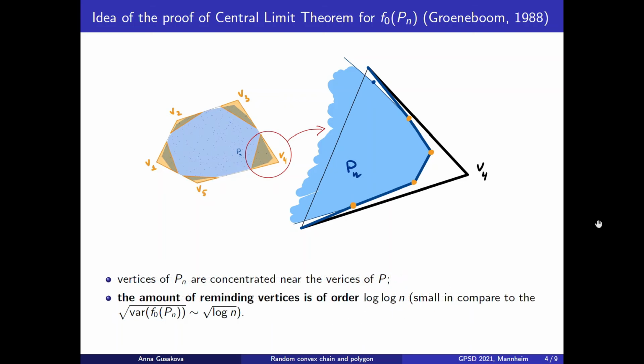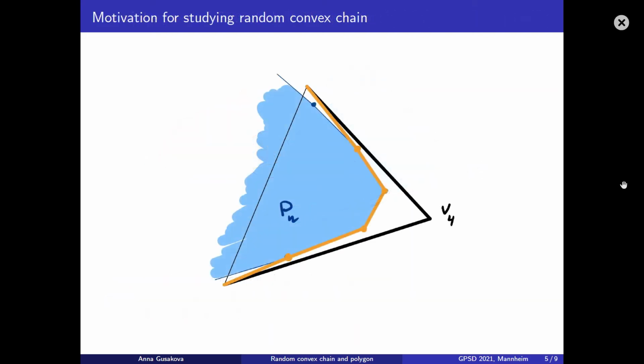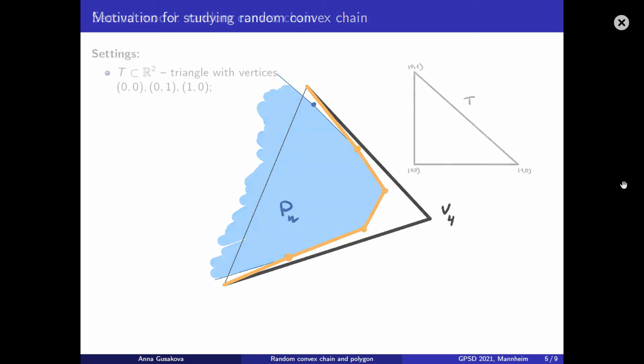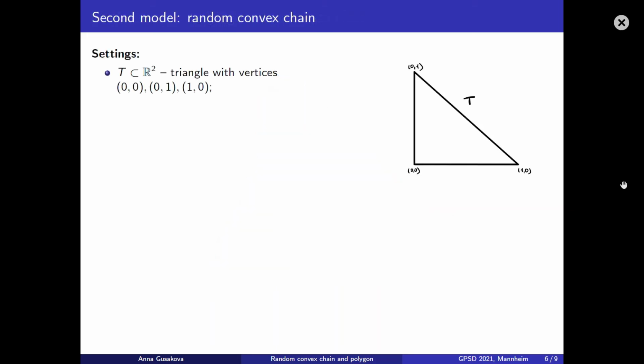And now the question is how to analyze the number of those vertices, and Cronenboom has built a connection of those vertices with the jumps of some pure jump stochastic process, and then he proved the central limit theorem for the jumps of this process. This is a very technical and complicated approach. That's why at some point Bühler thought that maybe one can just consider this random convex chain as a separate object and study the number of vertices of this random convex chain. This leads us to the second model we would like to address today, which is the random convex chain.